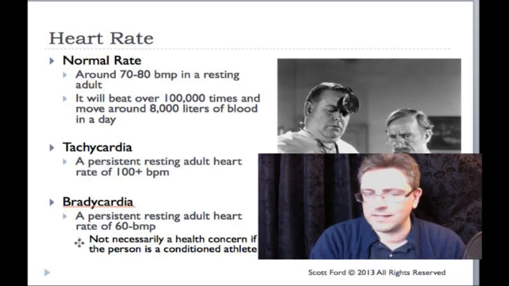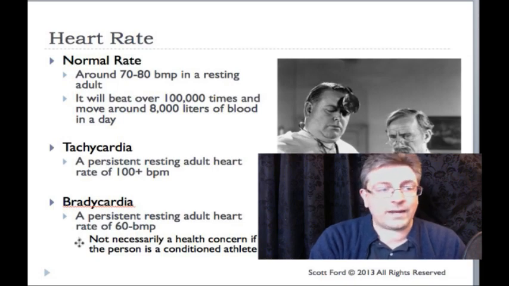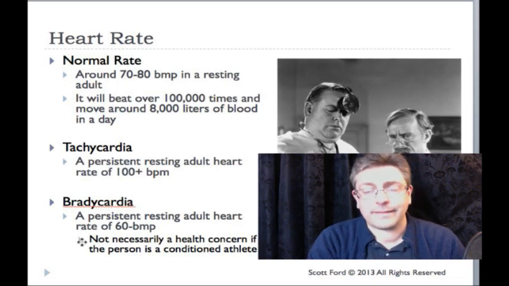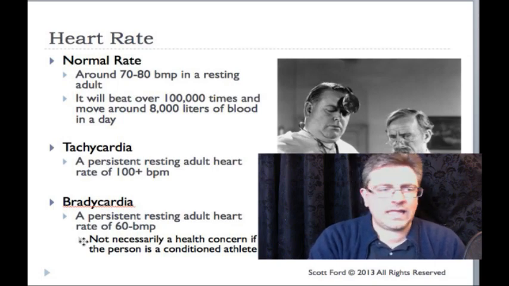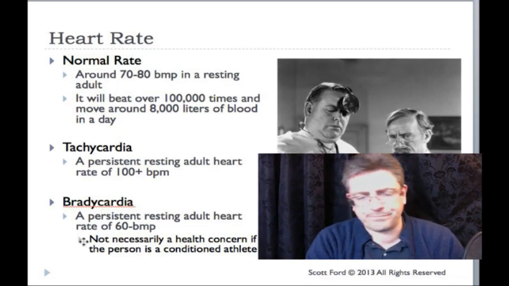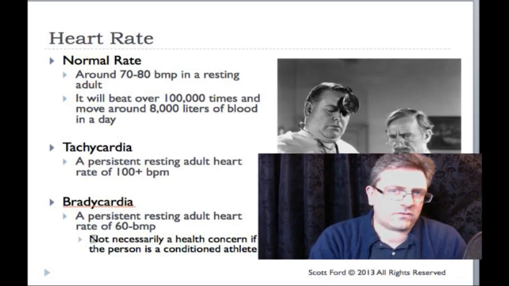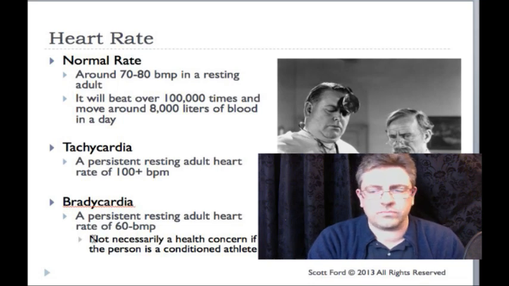Now, tachycardia doesn't necessarily mean bad. If you are exercising, your heart rate's going to be higher than a resting heart rate. Okay, that's why it's not a resting heart rate. If you're watching a horror movie and it's particularly scary, your heart rate will go up. Again, that's not bad. That's normal. That's the sympathetic nervous system kicking in.